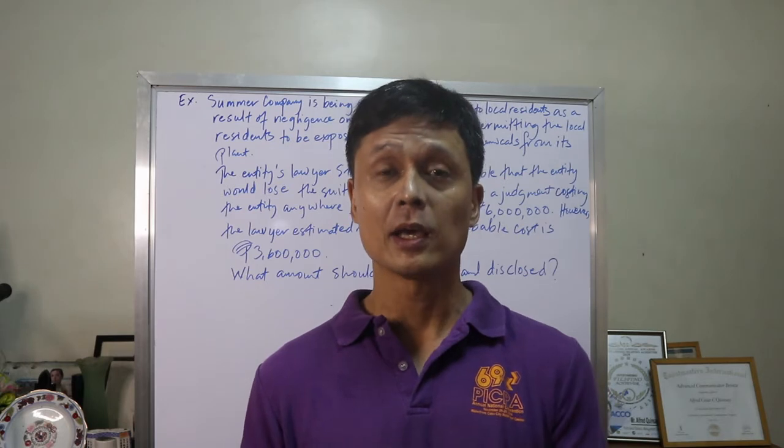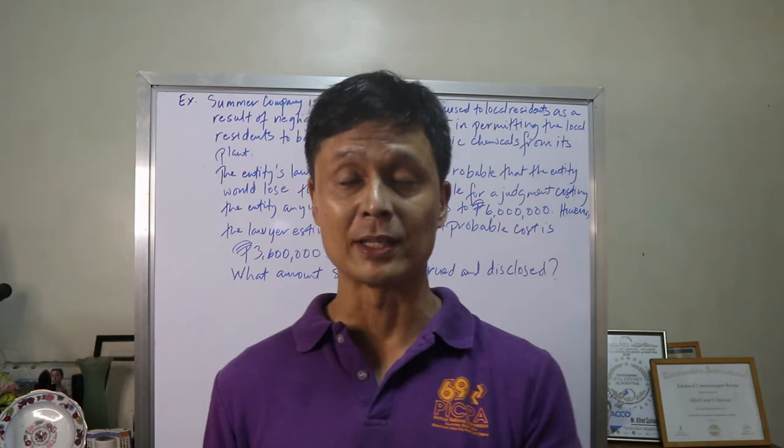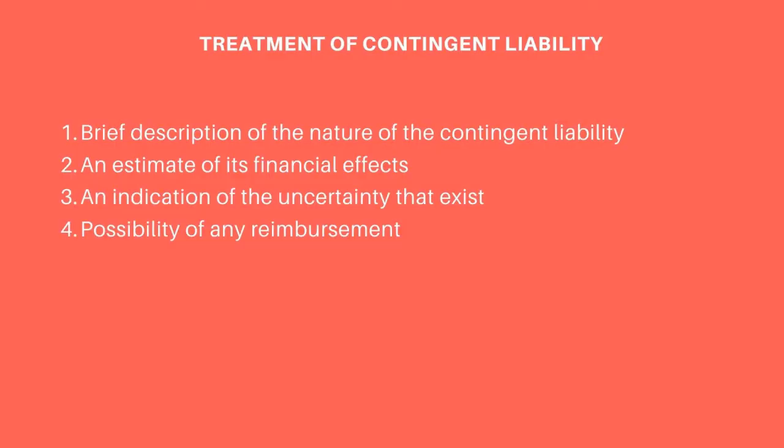So, there are requirements in disclosure of financial statement under contingent liabilities. So a contingent liability is not recognized in the financial statement but only disclosed. The required disclosure are, this is the treatment of contingent liabilities. Number one is brief description of the nature of the contingent liability. And number two is an estimate of its financial effects. 3, an indication of the uncertainties that exist. And number 4, possibility of any reimbursement.